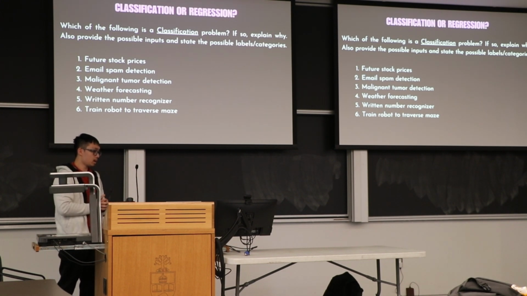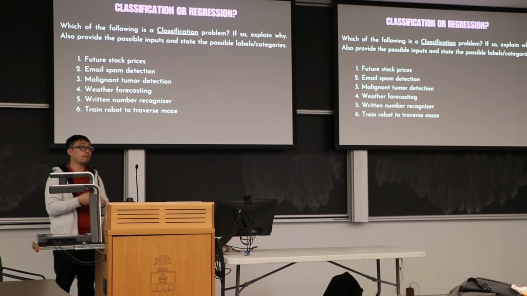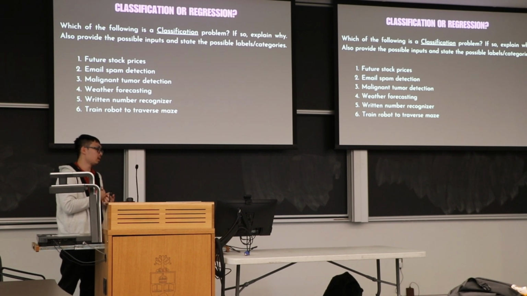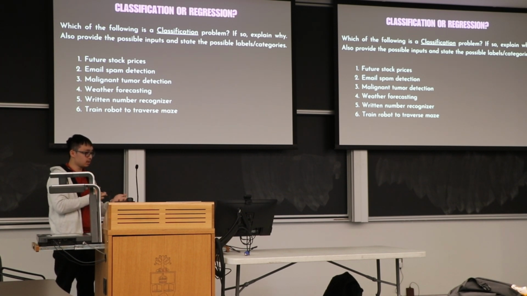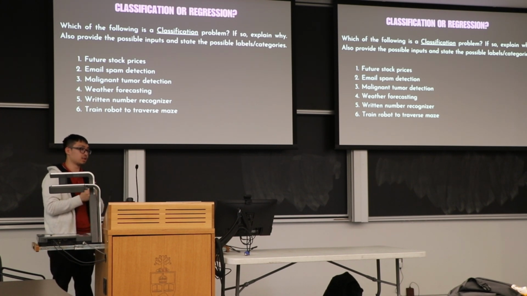And how about, this one's a little bit more tricky. If you don't know what reinforcement learning is, then this might be a bit harder. So what do you think is training a robot to traverse a maze, a classification or a regression problem?